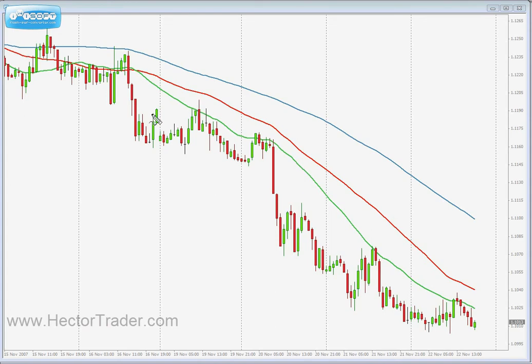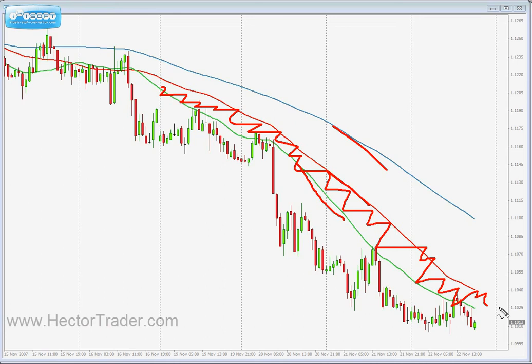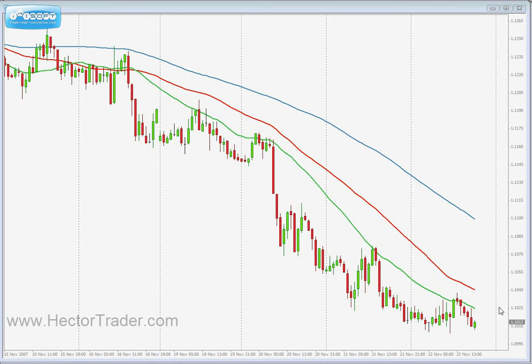In the chart that you are seeing right now, the 30 simple moving average is marked in red, the 50 is marked in green, and the 100 is marked in blue, while the dynamic area would be this band, this area within the 50 and the 30. All right. In my opinion, it's a very important area.